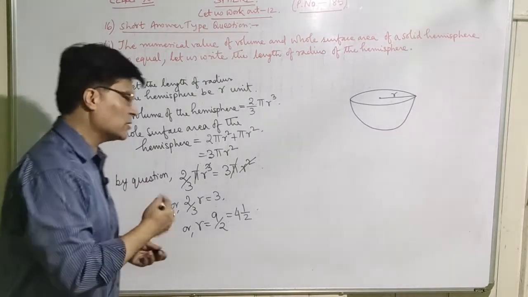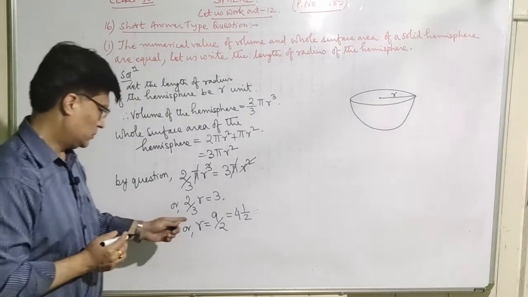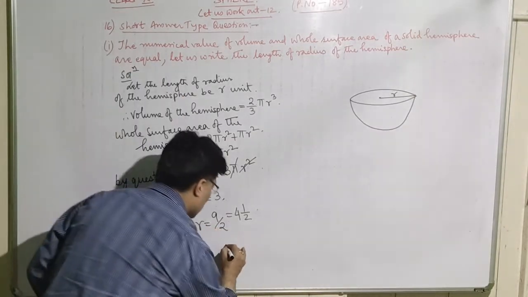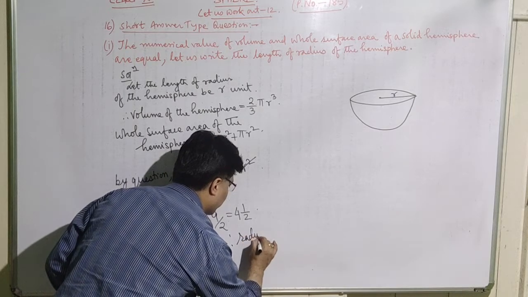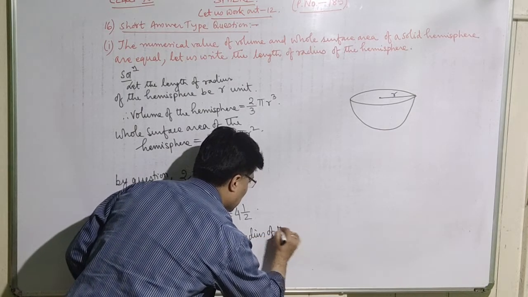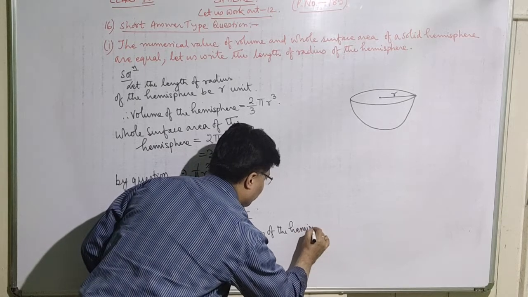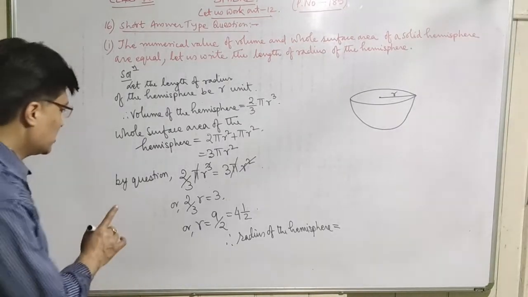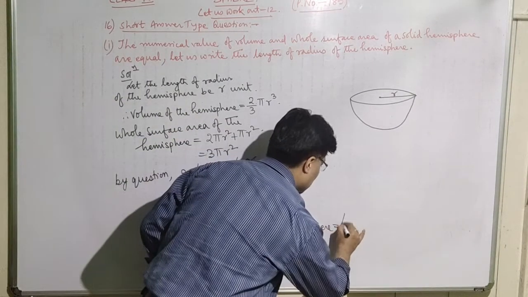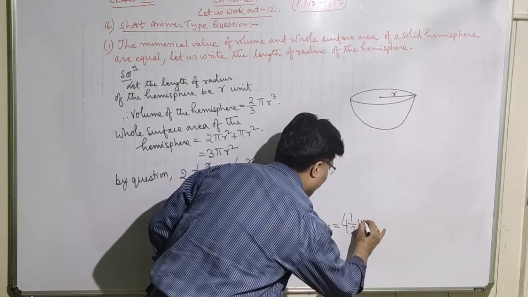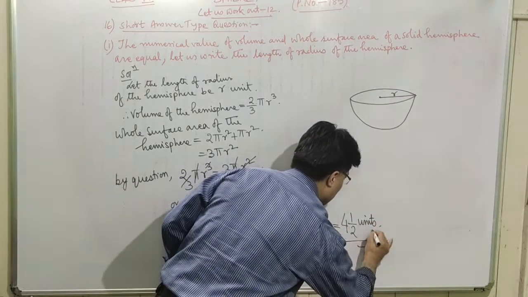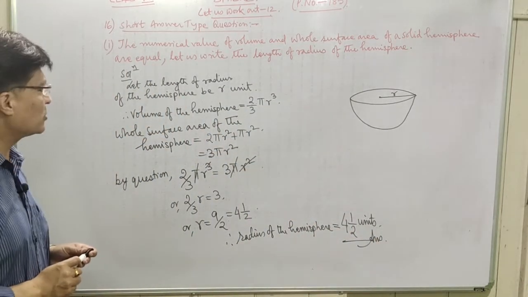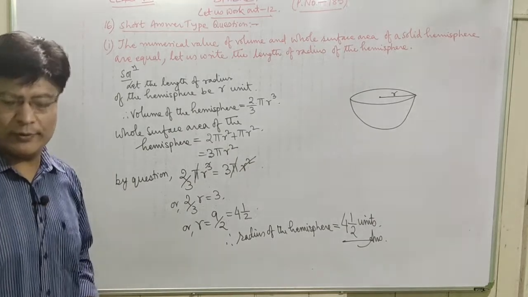So this fraction is written in terms of mixed fraction. So what is r here? R is the length of the radius of the hemisphere. So therefore radius of the hemisphere is equal to, what is the answer? What is the radius of the hemisphere? It is 4.5, that is, in terms of mixed fraction, 4 and a half units. So this is the final answer. So I think you have understood it. So you can copy it. Now we'll do the next problem.